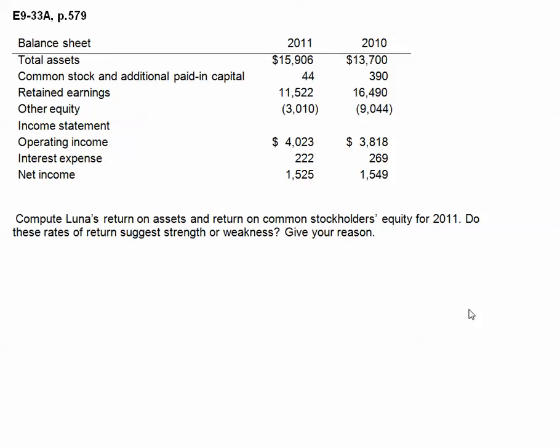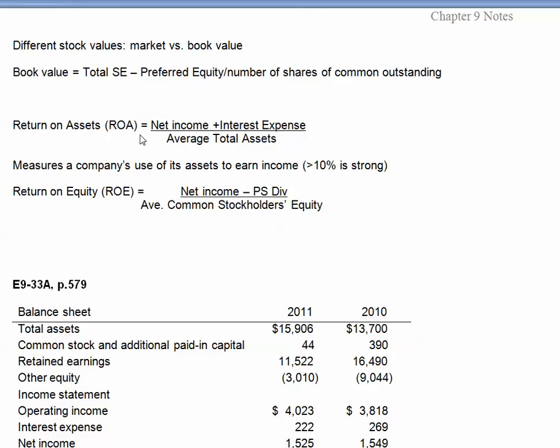All right, what we're asked to do here in E9-33A is to calculate the return on assets and return on common stockholders' equity for the year 2011. The formula for return on assets: you take your net income, add back your interest expense, get it out of the equation, and divide it by average total assets.